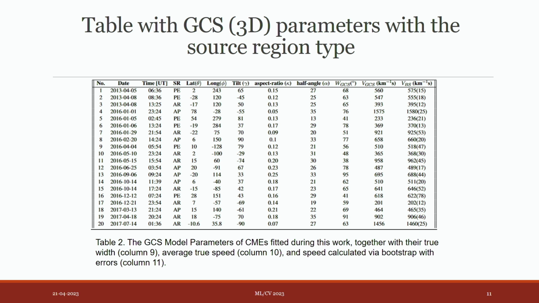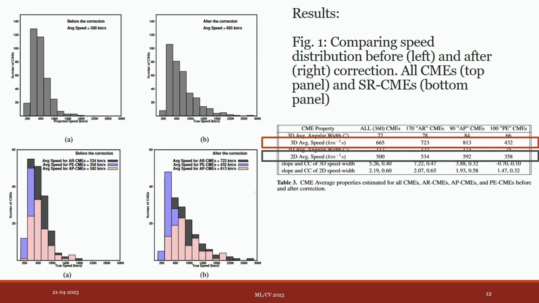So this is the final table that we got. Right here I'm showing the table for just 20 events out of the 34 that I did the fitting on, but we have the whole catalog comprising 360 CMEs. And this is what we have: the source region, and you can see the rest of the columns. We also have their 2D speeds and widths cataloged in the table as well. Right, so coming to the results.